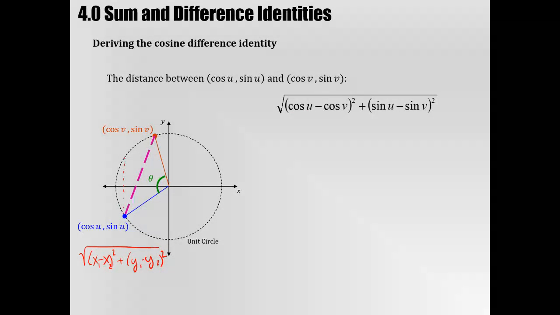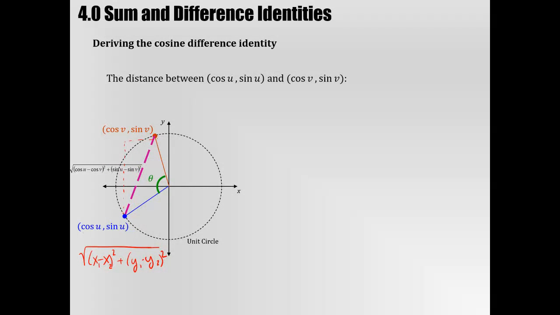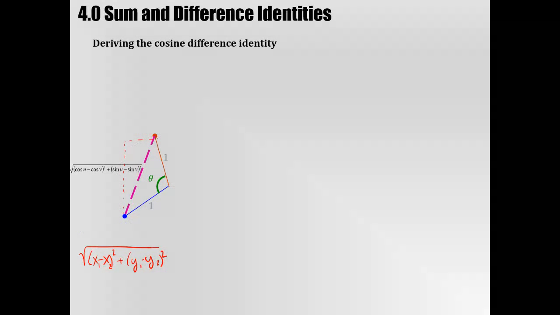I can make this into a nice right triangle. This distance right here is going to be cosine minus cosine. This one's going to be sine minus sine. It's the change of x, change of y, and that's where you're getting that piece of it. Now that we know that side length, what can we do? It's the unit circle. We know that's one, that's one.